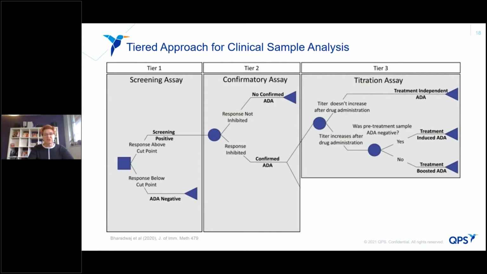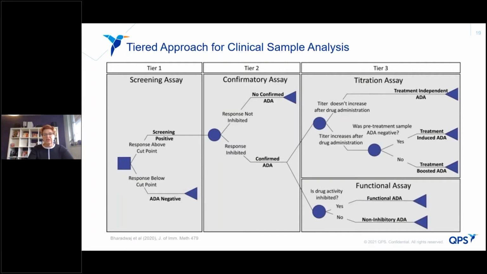In addition, for the confirmed positive samples, it can be tested whether these are neutralizing or not, or further characterization can be performed to verify what the antibody is directed against or what the type of antibody response is.